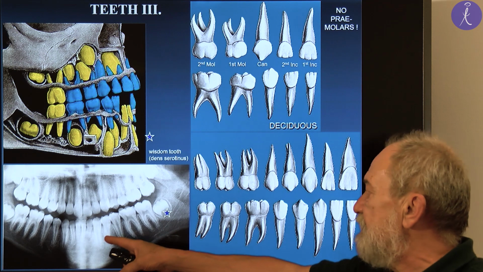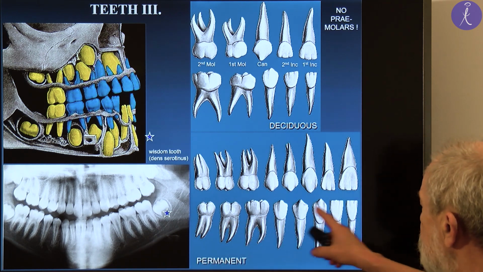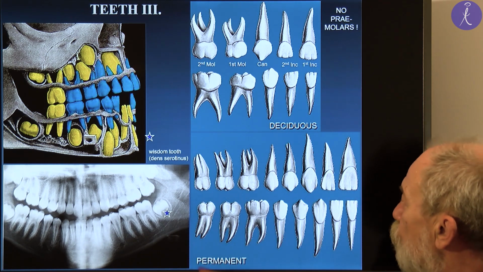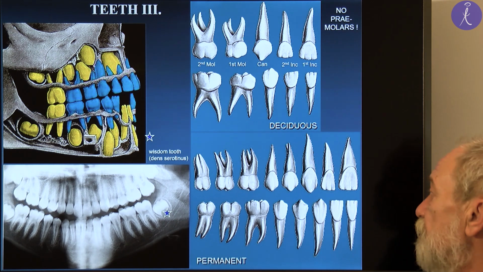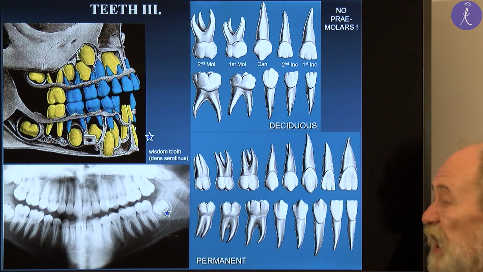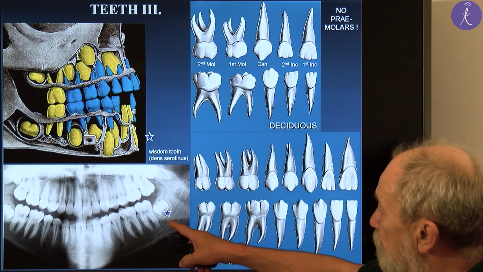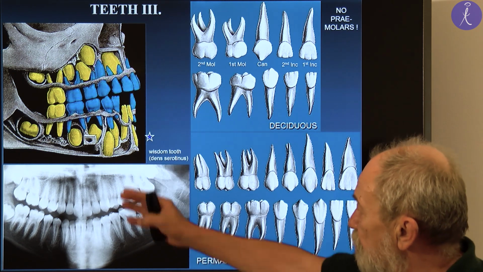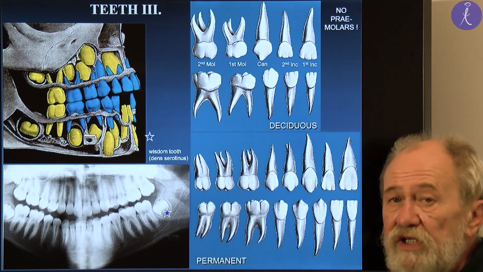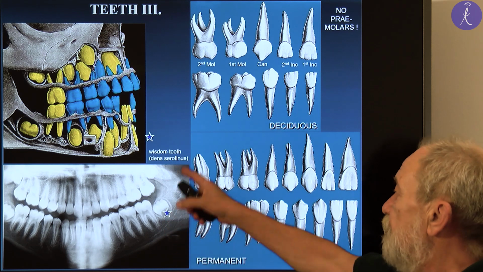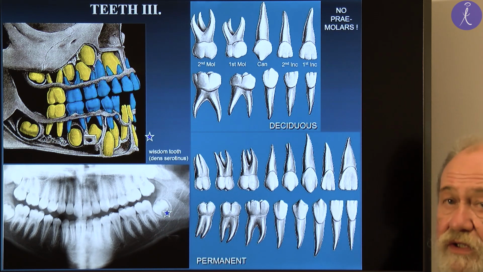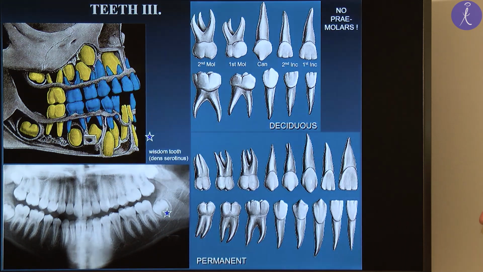Here you can see an X-ray of the last permanent lower teeth, and this is the 3rd molar of the lower row. Because this is the last to come, here you don't even see the eruption of the tooth, and the roots of the tooth are not fully developed. Because it comes last, this is also called a wisdom tooth, or dens serotinus.